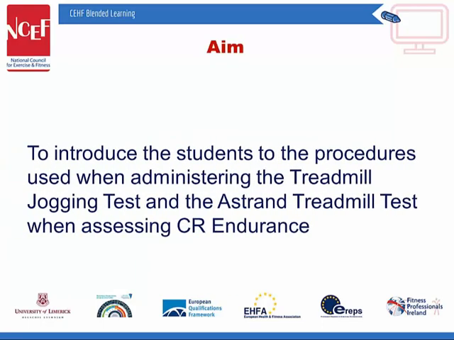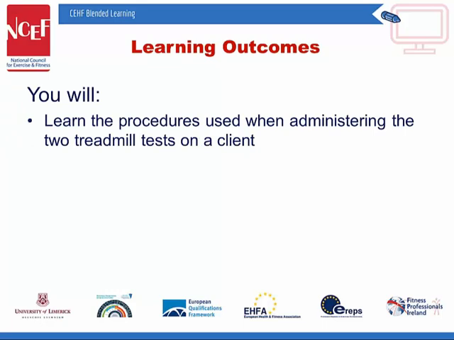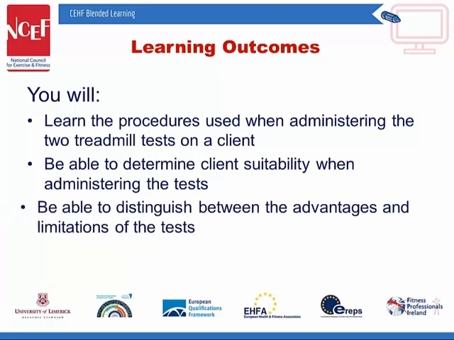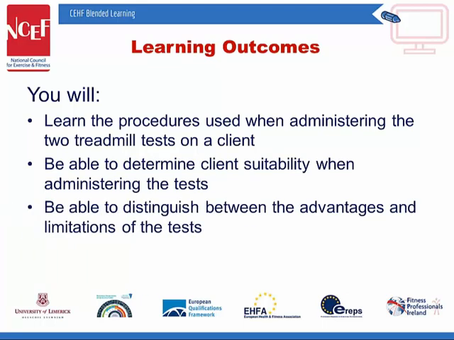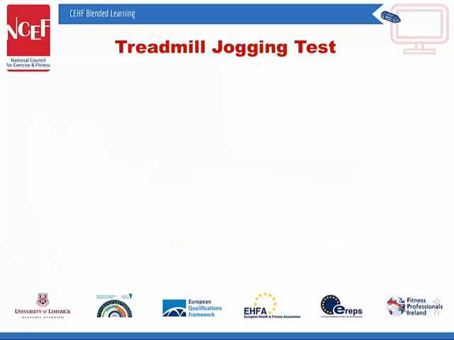The aim of the lesson is to introduce the students to the procedures used when administering the treadmill jogging test and the Astrand treadmill test when assessing cardiorespiratory endurance. The learning outcomes: you will learn the procedures used when administering the 2 treadmill tests on a client. You will be able to determine client suitability when administering the tests. You will be able to distinguish between the advantages and limitations of the 2 tests, and also to establish VO2 max from the results. So the first one we're going to look at is the treadmill jogging test.